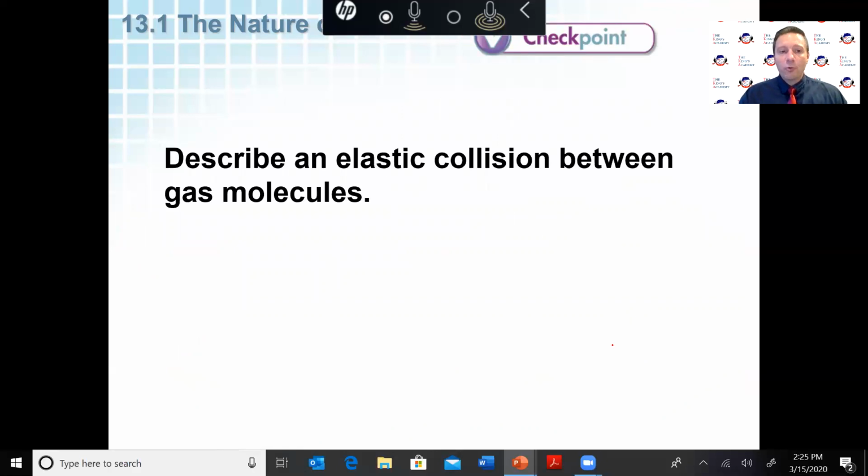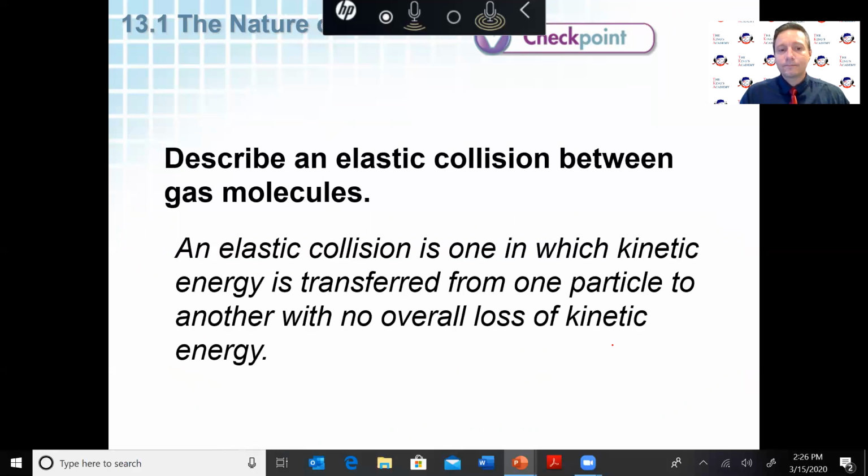So our first checkpoint question: describe an elastic collision between gas particles. If you would pause this video for just a second and think about how we would answer that. All right, hopefully you took a second to think about that answer. An elastic collision is one in which kinetic energy is transferred from one particle to another with no loss in the kinetic energy.